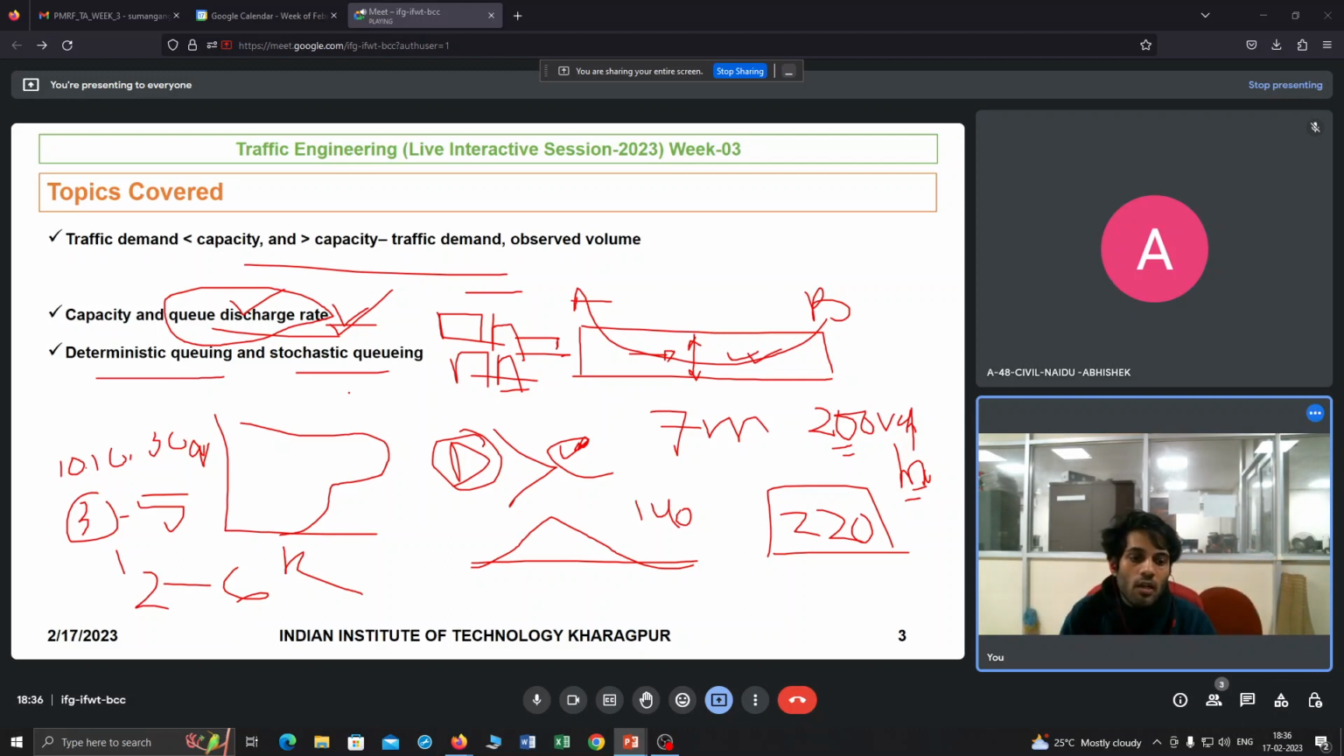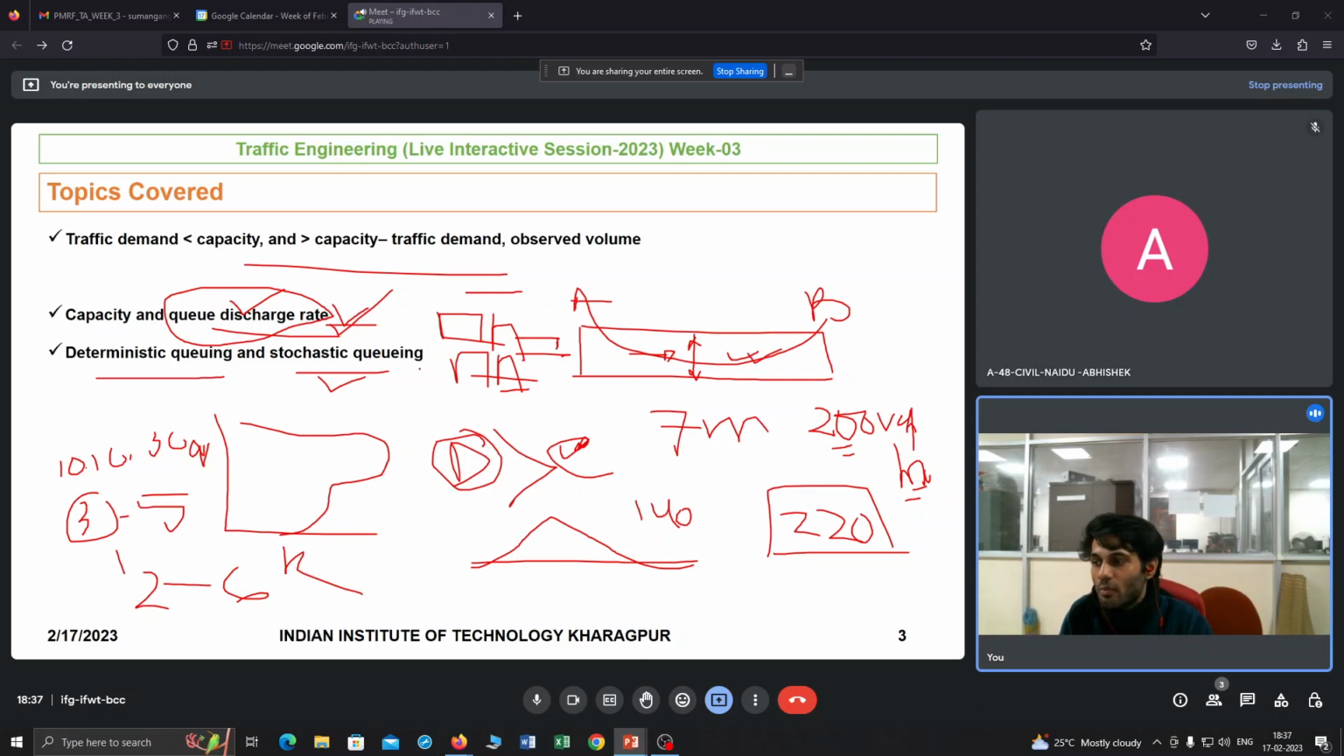So both are not deterministic, meaning not fixed, both are changing, so it is called stochastic queuing. And what is deterministic queuing? Basically, for the purpose of simpler analysis, we assume that the queuing process is deterministic rather than stochastic. So then we assume that vehicle arrival is also deterministic.